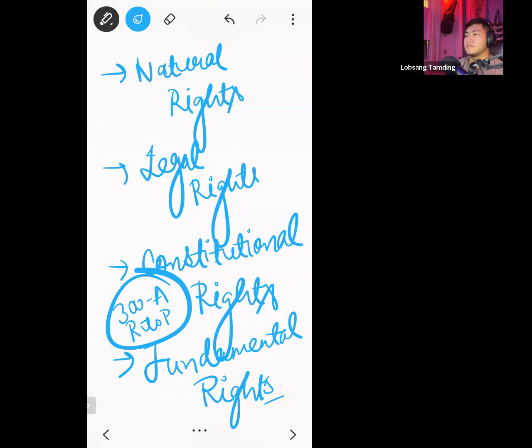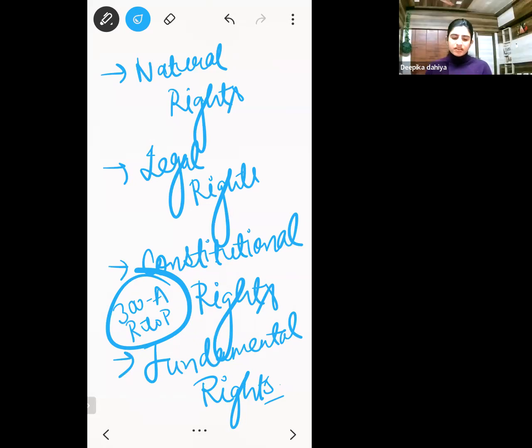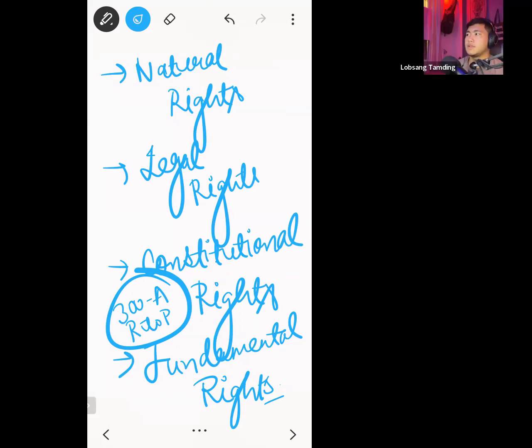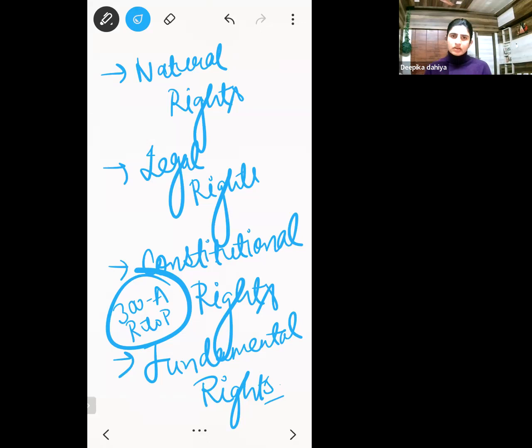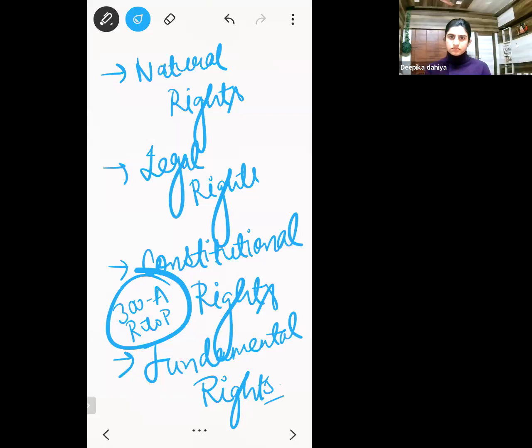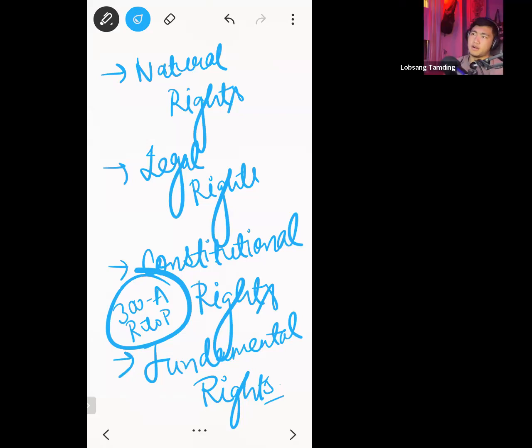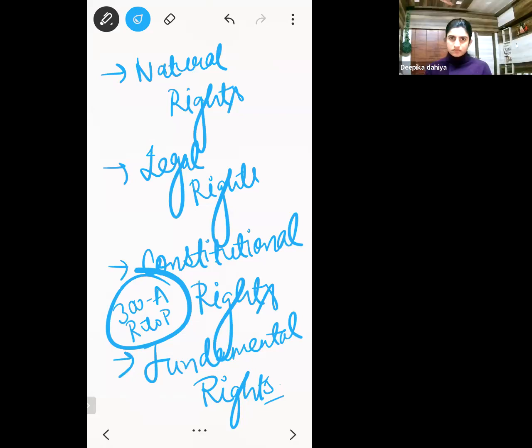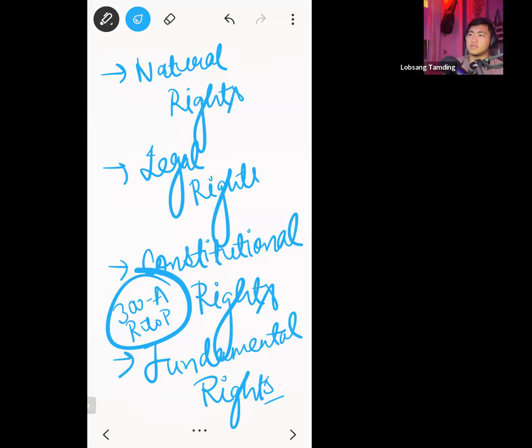Okay. Now, answer some questions. Is it necessary that a constitutional right is a fundamental right too? No, ma'am. Not all the constitutional rights are fundamental. Because fundamental rights are a subpart of the constitutional rights, and constitutional rights are a subpart of the legal rights. So there are a few constitutional rights which are not a part of fundamental rights. Yes.